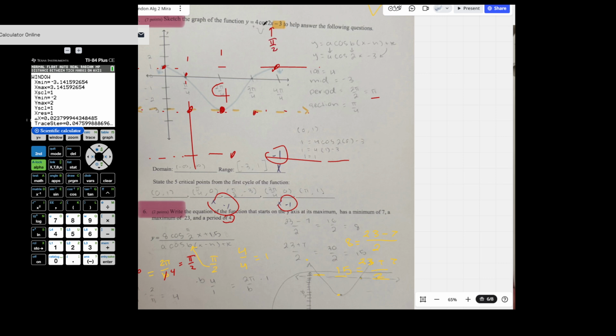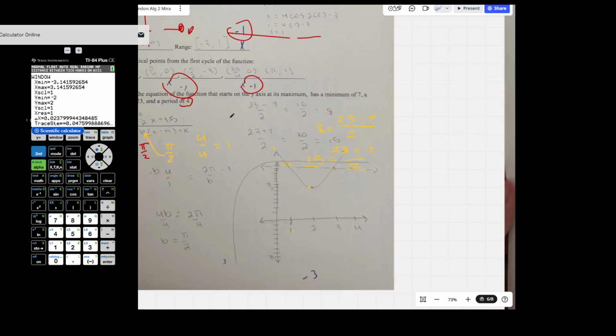So let's see, cosine of, let's see, 2 times pi over 2 is pi. And cosine of pi is -1. 4 times -1 is -4, -3. It should be at -7, so we can see this point isn't correct. So it should be down here at -7.